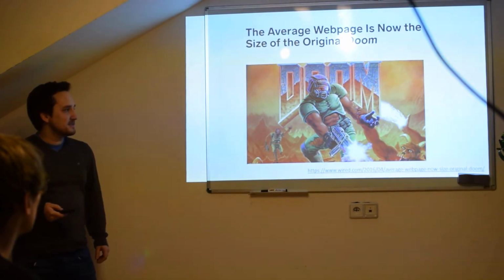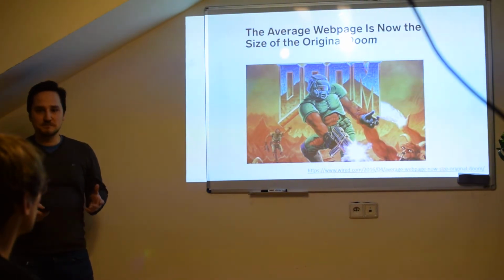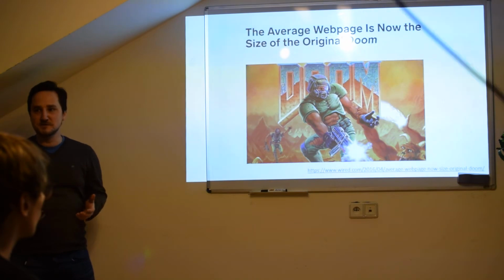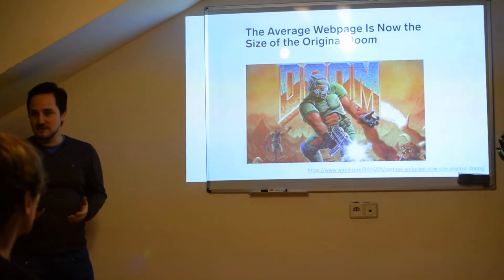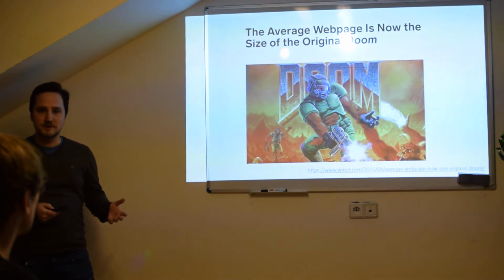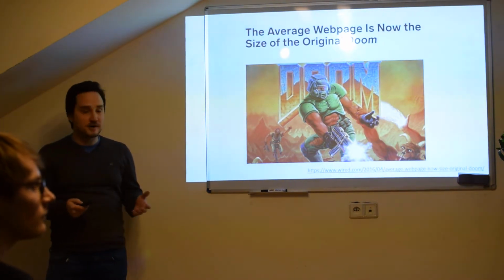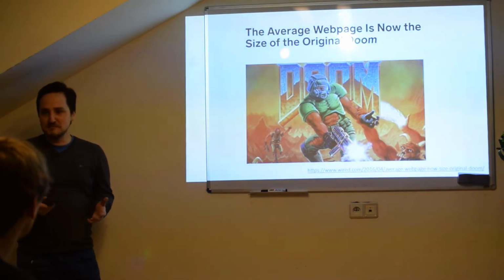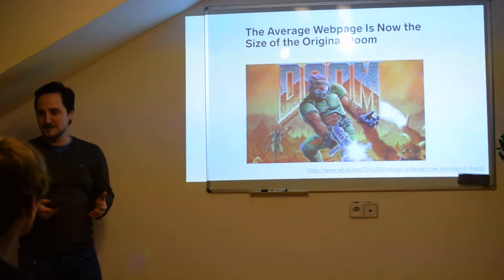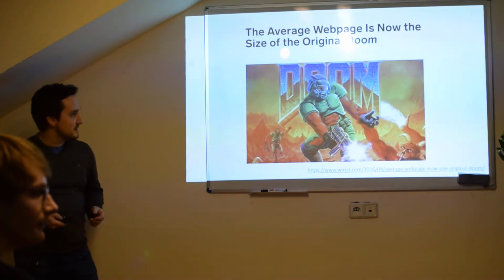So basically, these days it's kind of crazy that even a simple web page is usually as big as the original Doom, right? It's a lot of code in even simple pages. That means a lot of libraries, a lot of frameworks, even for the simple stuff, right? How can a simple web page be as complex as a computer game?